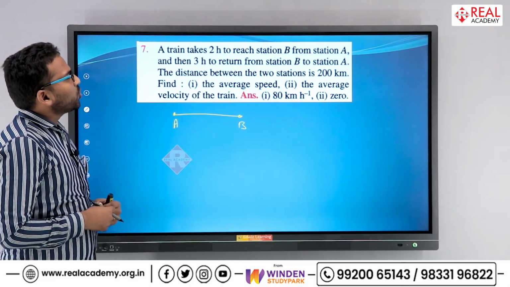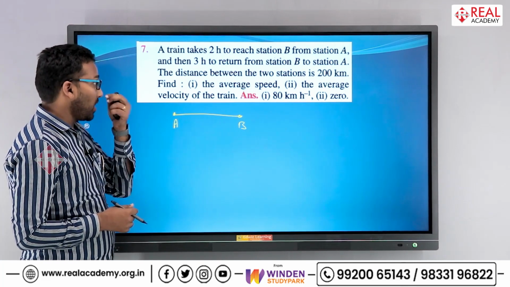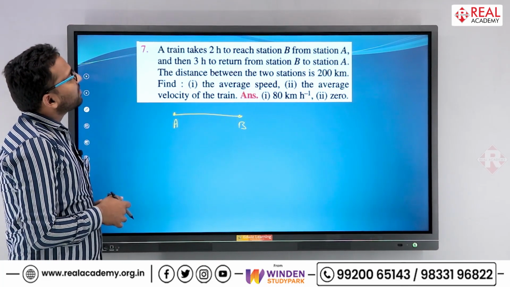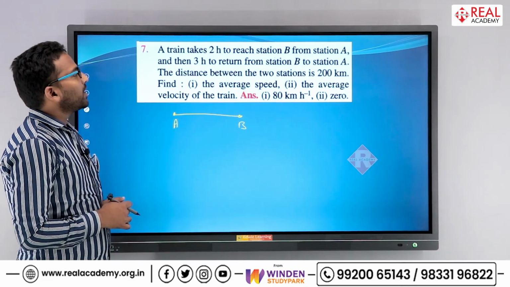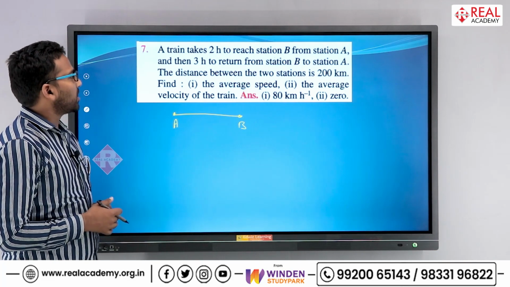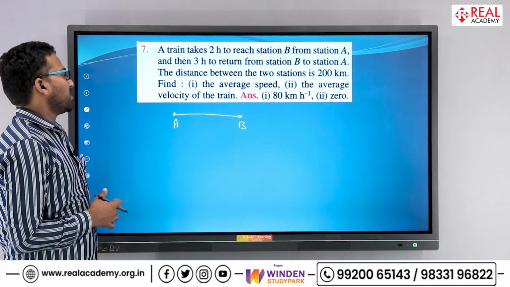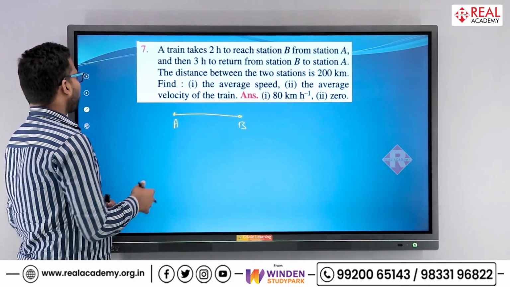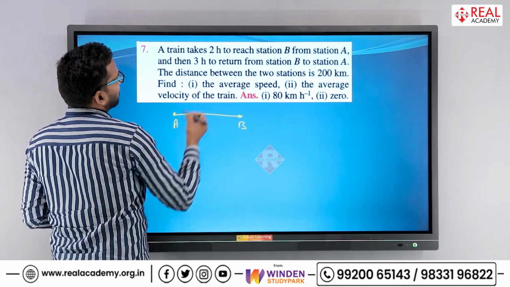A train takes 2 hours to reach station B from station A and then 3 hours to return from B to A. The distance between two stations is 200 kilometers. Find average speed, average velocity of the train. Okay. Chalo. Let us extract the data.